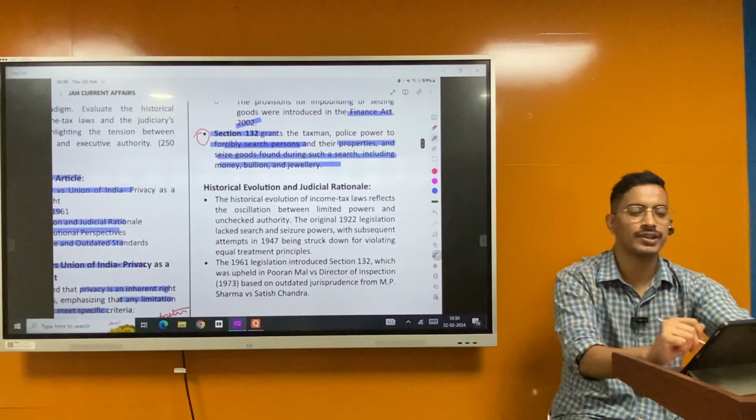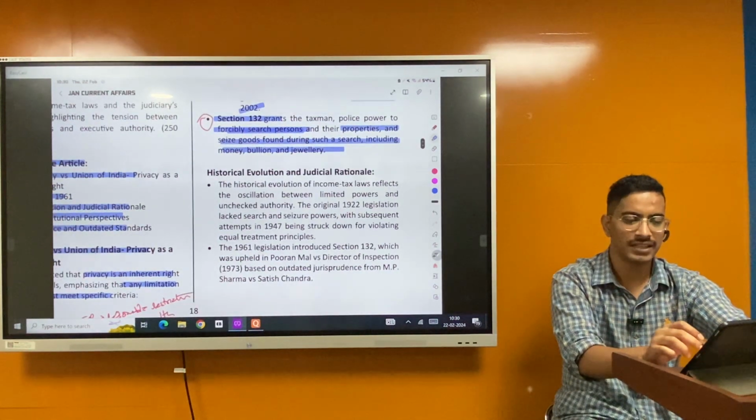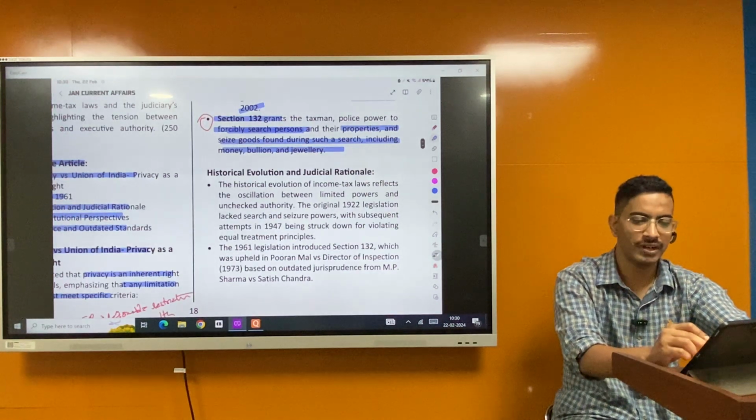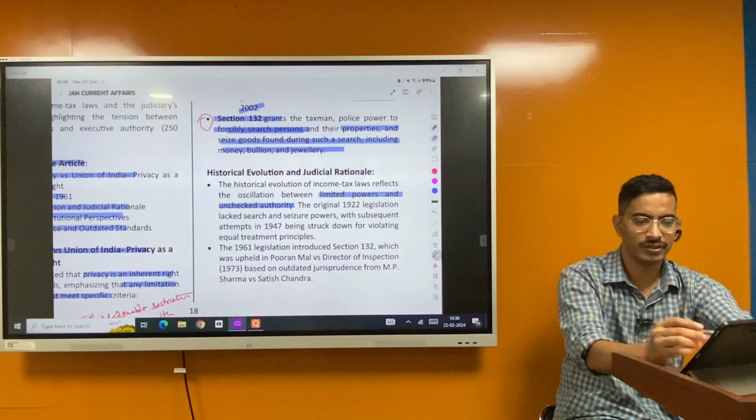Historical evolution and judicial rationale. The historical evolution of income tax laws reflects the oscillation between limited power and unchecked authority. So this is the main debate.